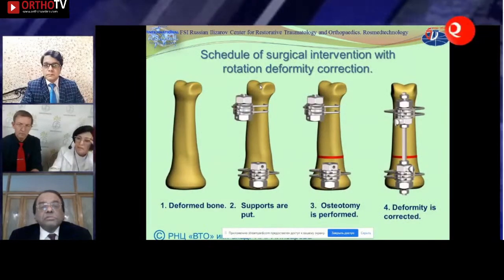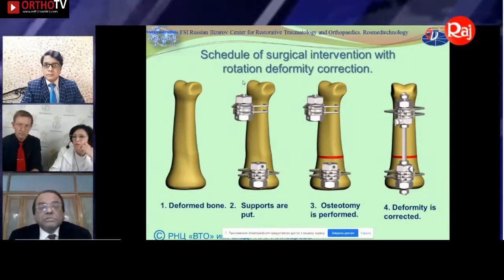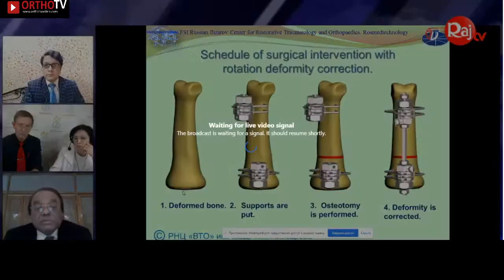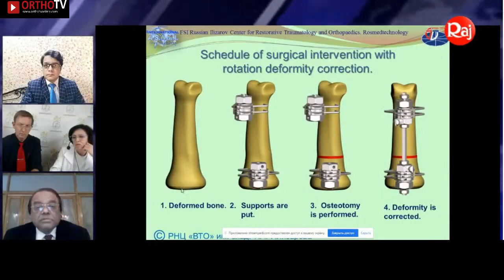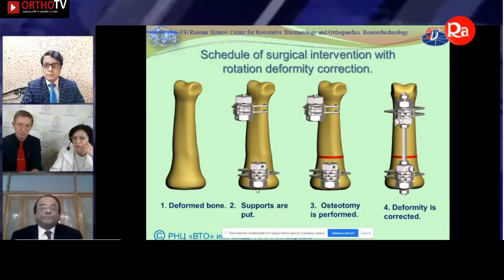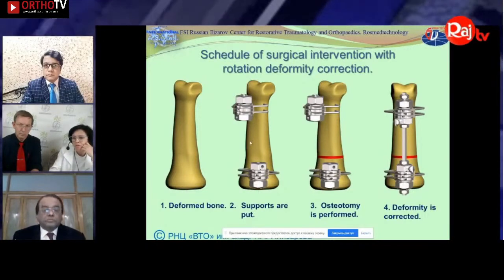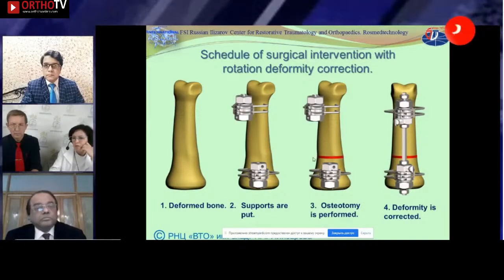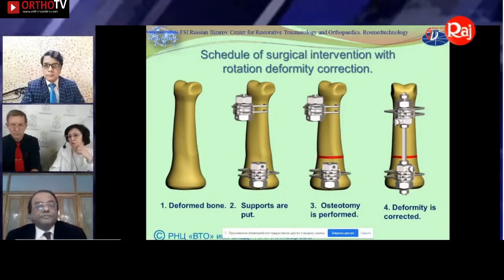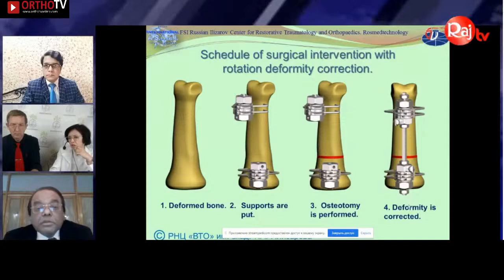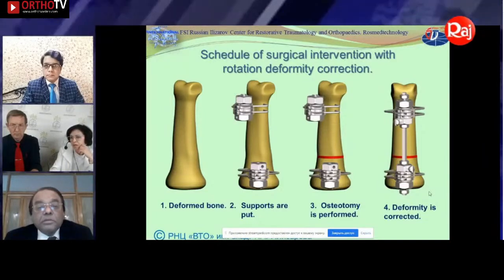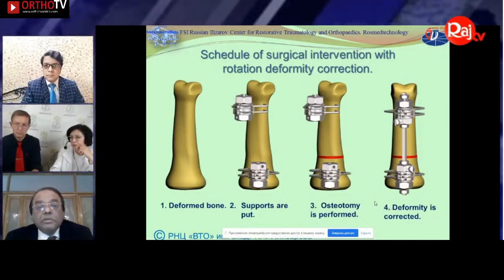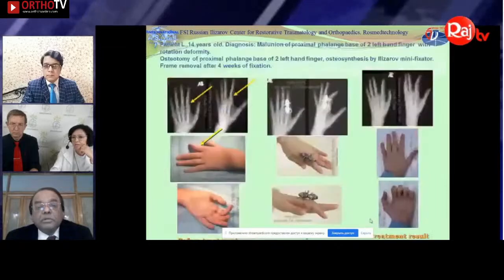And scheme of surgical intervention with rotation deformity correction. You can see deformity, rotation deformity of the bone before operation. Application of mini Ilizarov frame, 1 and 2, and after we made the osteotomy. After osteotomy, we made rotation and normal width view after operation, after correction of deformity.